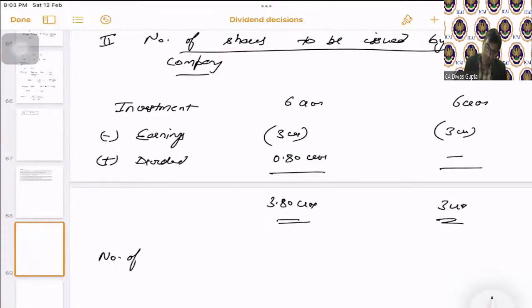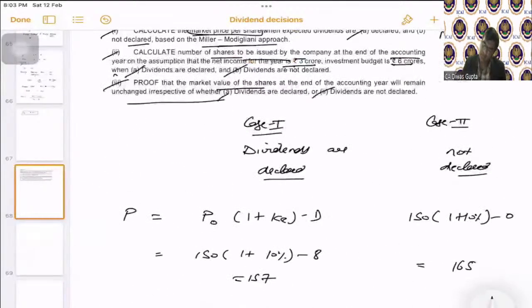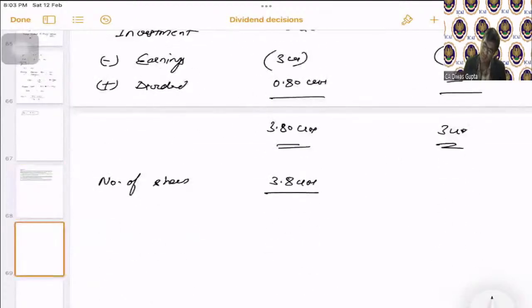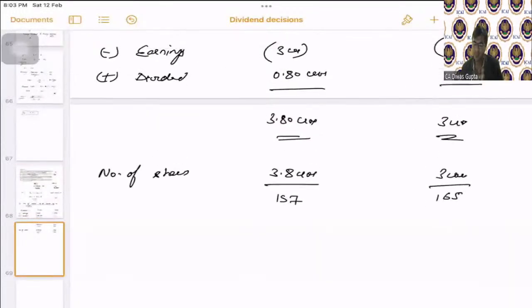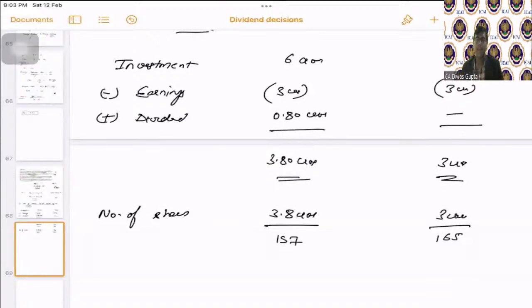Number of shares. 3.8 crore divided by what is the price in the first case? 157. 3 crore divided by 165. These are the number of shares, students, right? This is okay.